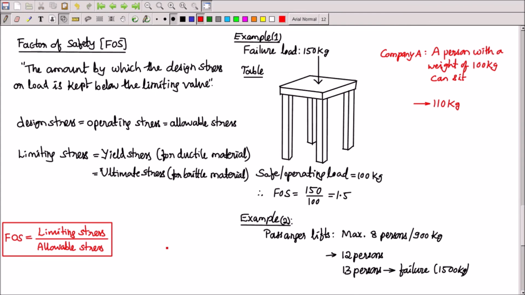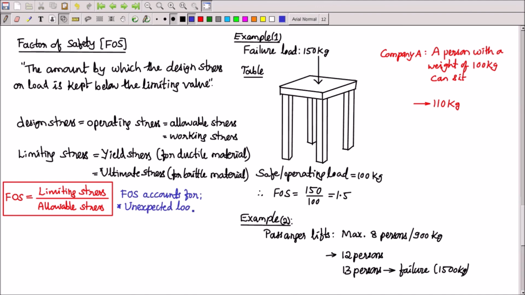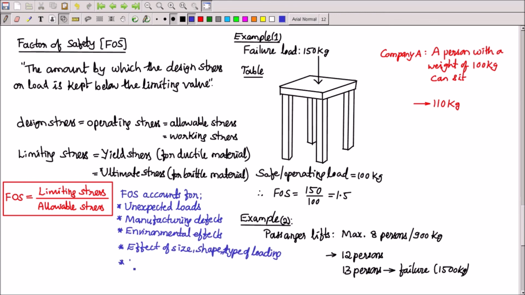And this factor of safety accounts for so many uncertainties. So what are those uncertainties accounted for by factor of safety? We'll make a list now. So factor of safety, FOS, accounts for, first one, unexpected loads. Unexpected load means if the chair is designed for a certain value, maybe 100 kg, and suddenly, unknowingly, some extra load is added, that will be accounted for in terms of factor of safety. Second, manufacturing defects. Third point is environmental effects. It accounts for effect of size, shape, type of loading. It accounts for wear. So all these parameters will be accounted for in terms of factor of safety.